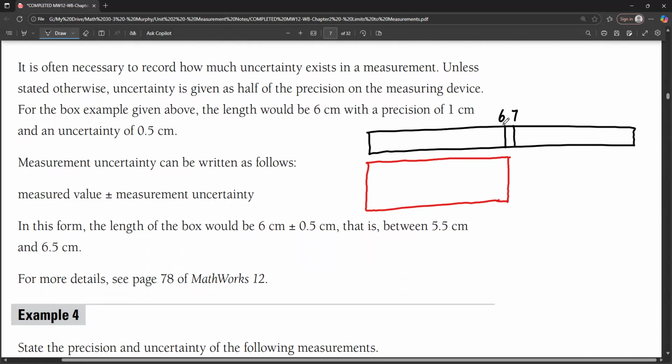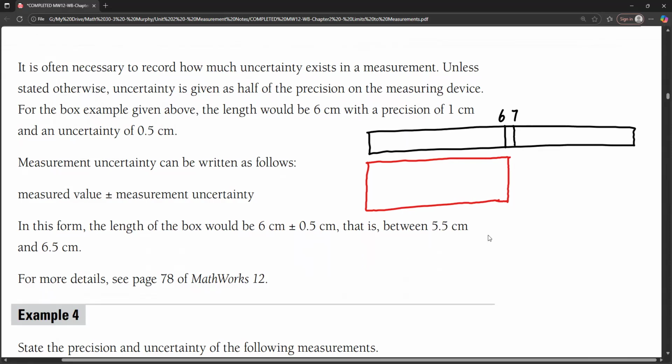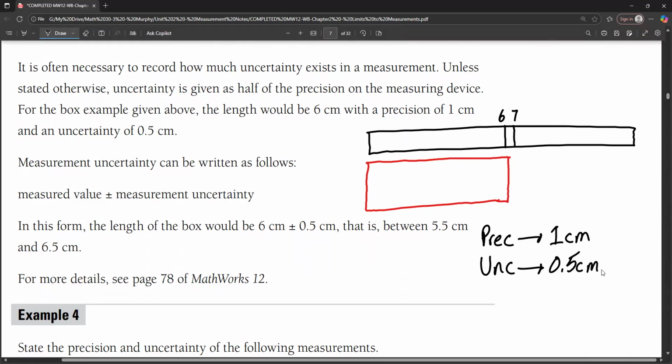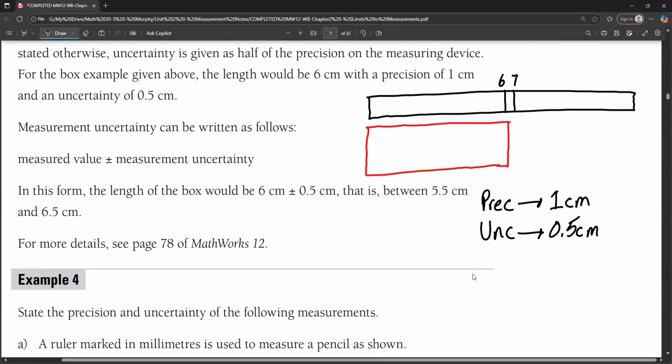What they're saying is because there are no marks in between the 6 and the 7, we are limited to a precision of 1 centimeter because that's the increment that it goes up by. There's nothing in between. The uncertainty is going to be half of our precision, so 0.5. So the answer for this would be this box is 6 centimeters plus or minus half a centimeter.